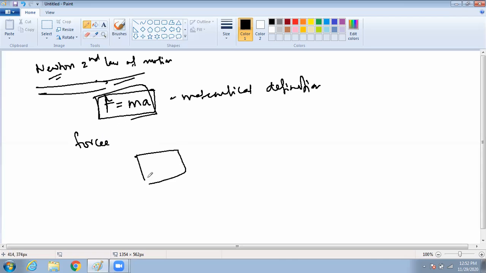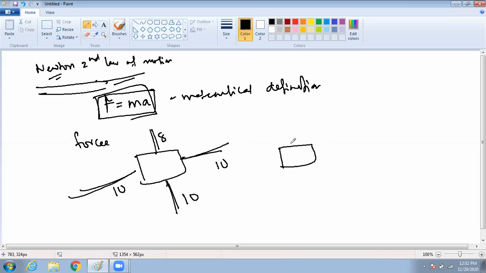Let's say you have a body and you have four forces pulling the body. One is 10, one is 10, one is 8, and one is 10. Now tell me how the body will move, which direction it will move. This force is cancelling this force. This force is not cancelling. So net, the body will move downwards. Very good. That means a net of 2 Newton.